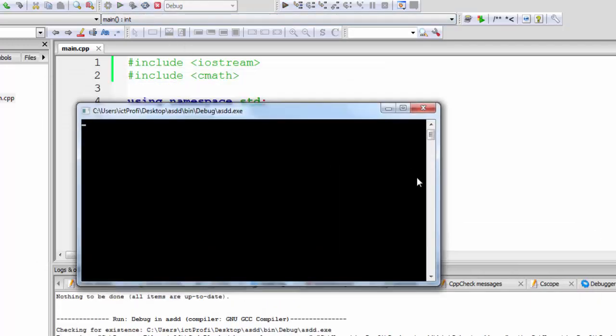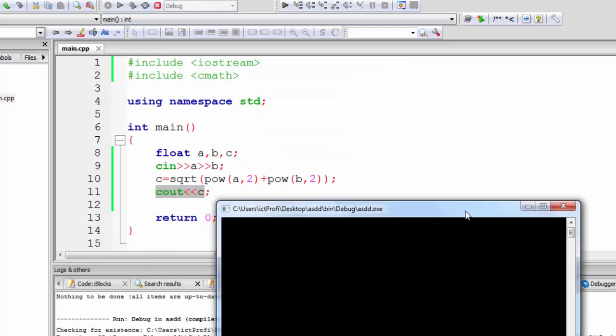Let's try a random number. 14, 6 and 14, 6, 15.2 triangle. Okay.